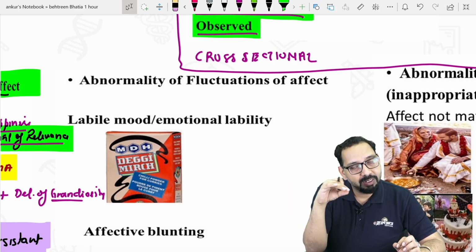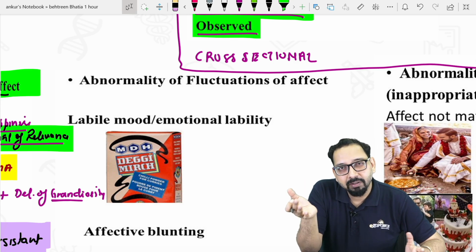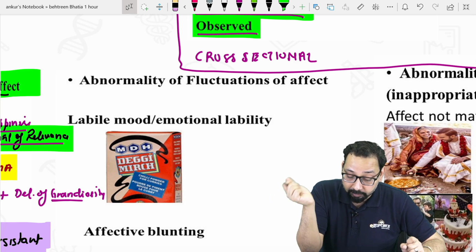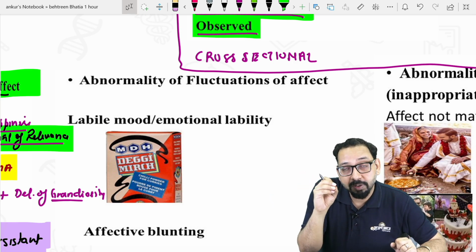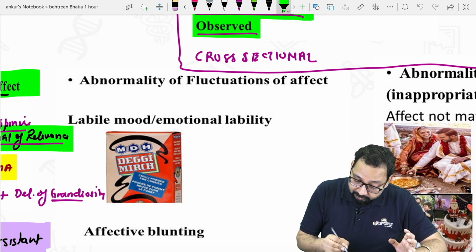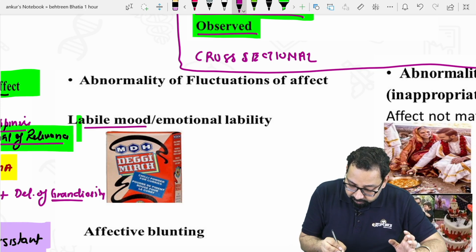Now, abnormality of fluctuations of affect means normally our mood fluctuates. In a day, you must have seen that many times we become a little bit happy, a little bit sad with small issues. That is a normal part of life. But sometimes a patient becomes excessively happy or sad. One is labile affect. What is labile? Means unstable.